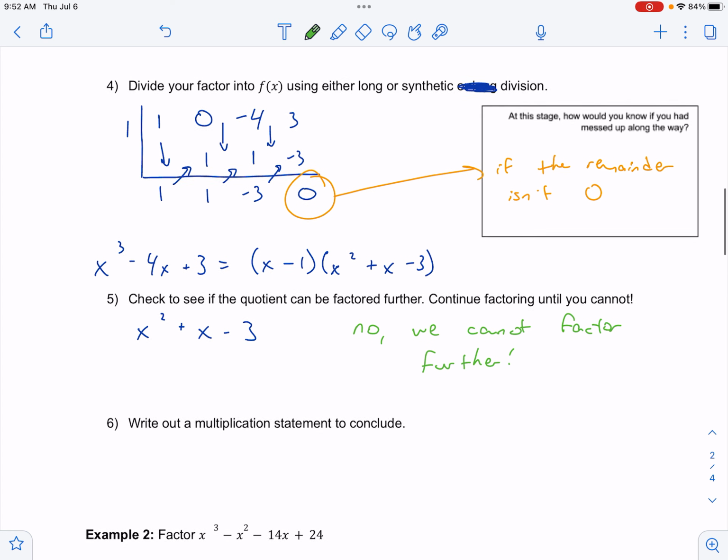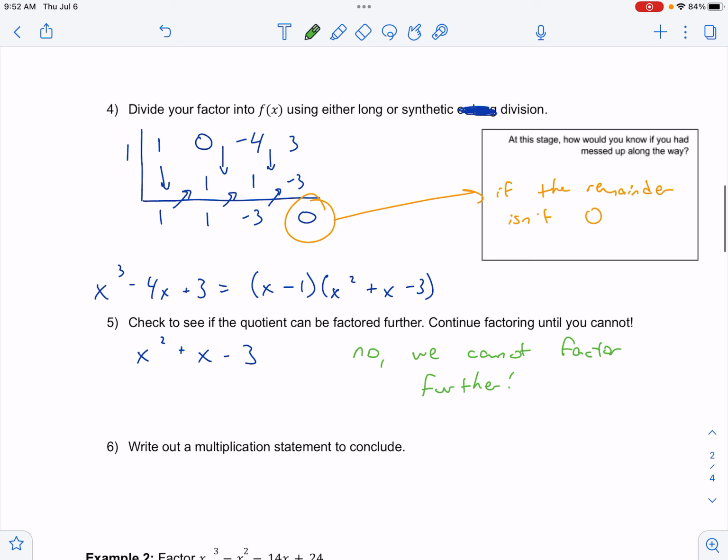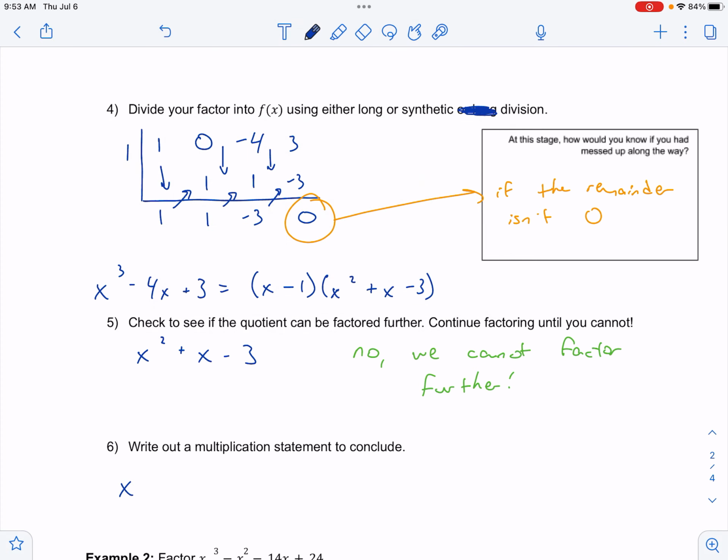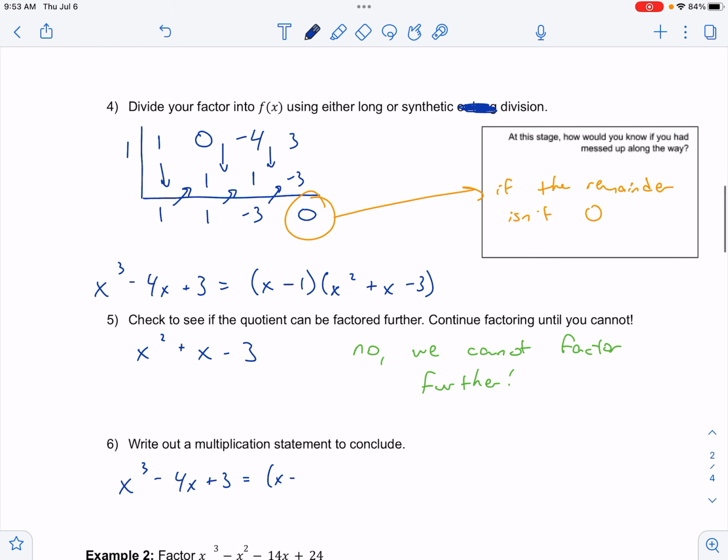Our last step here is to write out that multiplication statement, which I had already done previously, but I'll rewrite it down here. x minus 1 times x squared plus x minus 3. If you were able to continue factoring, you would continue factoring, and then instead of writing this quotient, you'd actually write the two brackets that it was a factor of. Okay?